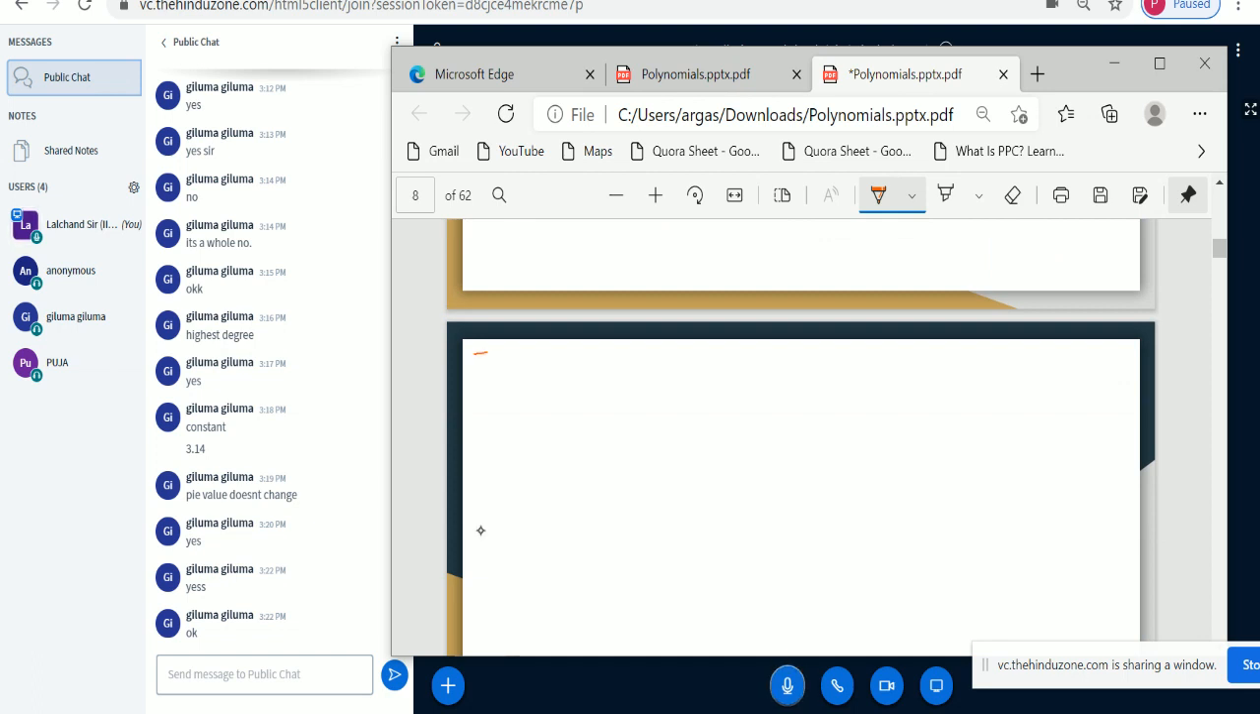Okay, zeros of a polynomial. Let's suppose, for example, I have a polynomial p(x) equal to x square minus 1. What is the degree of this polynomial? 2. So this is a quadratic polynomial.